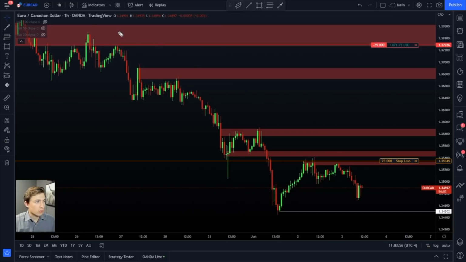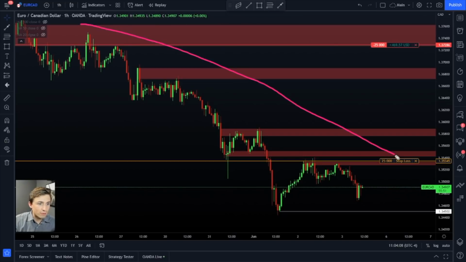So when we look at the euro-CAD, I want you to think about this. What do we see happening here? What is the flow of this market? Obviously, there's a lot of red on the screen, and I'll explain that in a second, but it's probably pretty obvious that the flow of this market is to the downside.